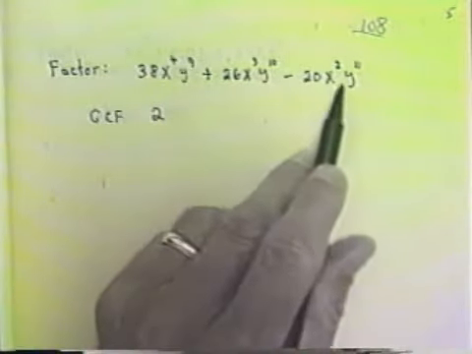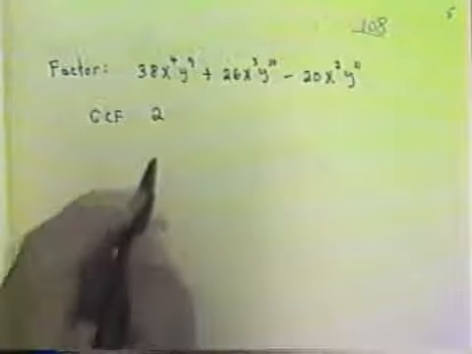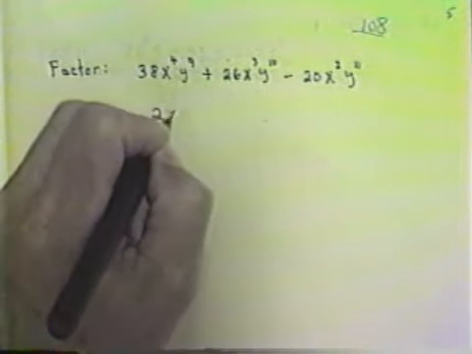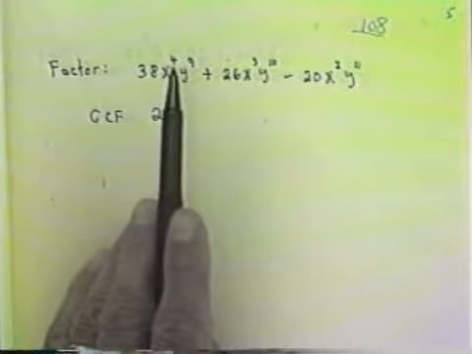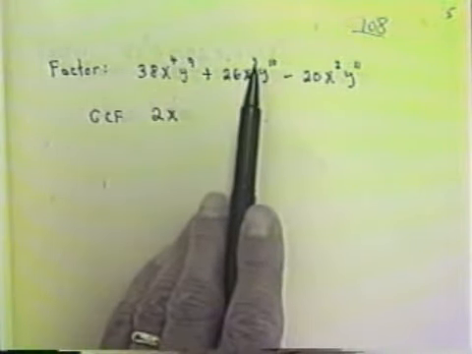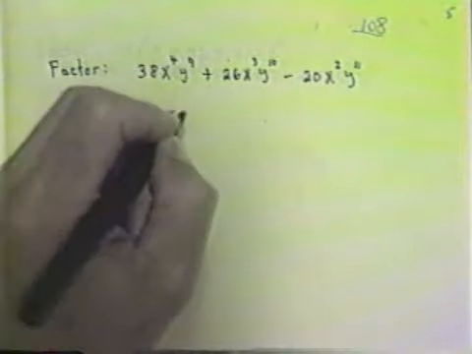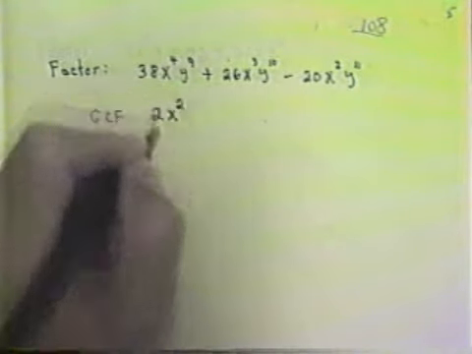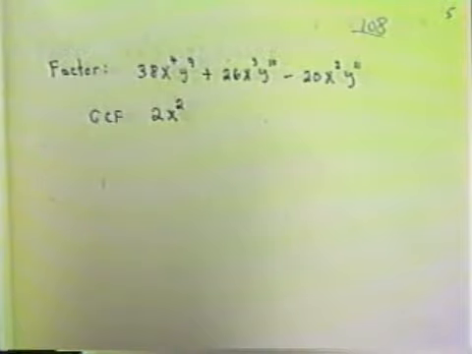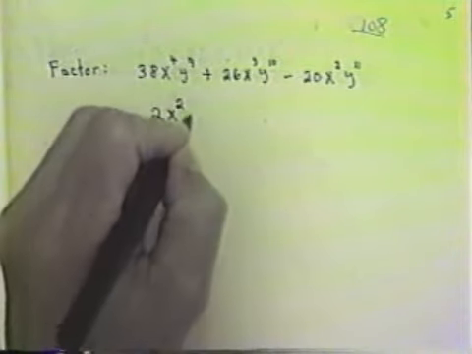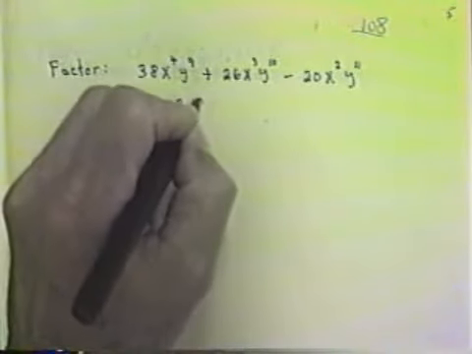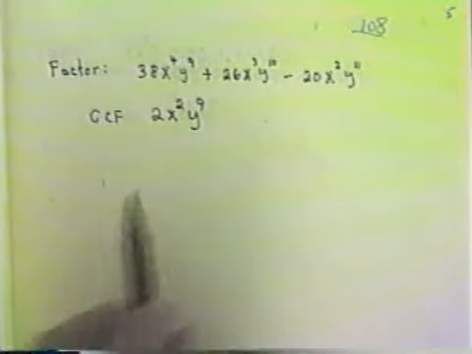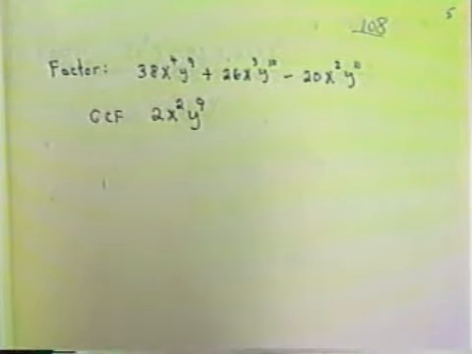Notice that all three terms have x's and y's in common. So I'm going to write x, and I'll look for the smallest exponent on the x's. I got x to the 4th, x to the 3rd, x squared. So my smallest exponent on x is 2. Now I'll look for the smallest exponent on y. We have 9, 10, and 11, so my smallest exponent is 9. The common factor is 2x squared y to the 9th.